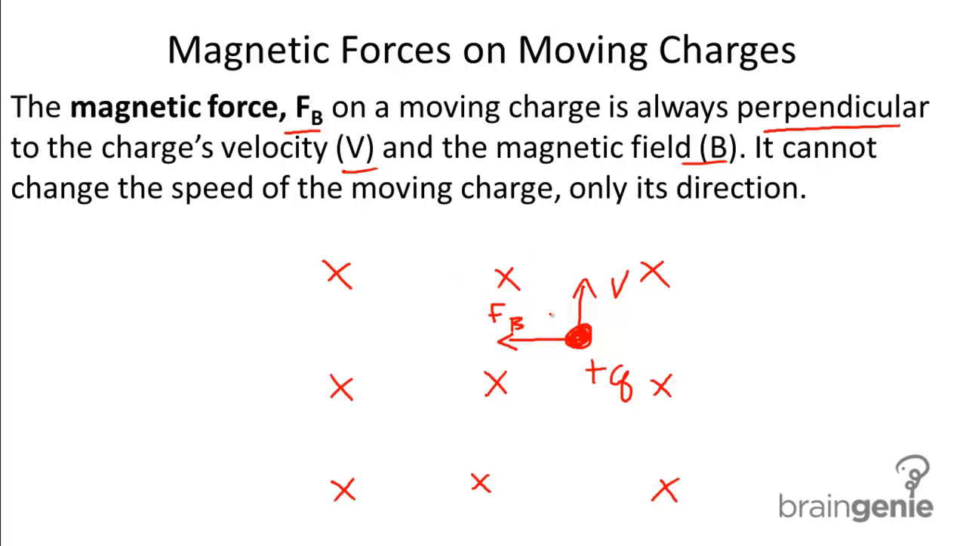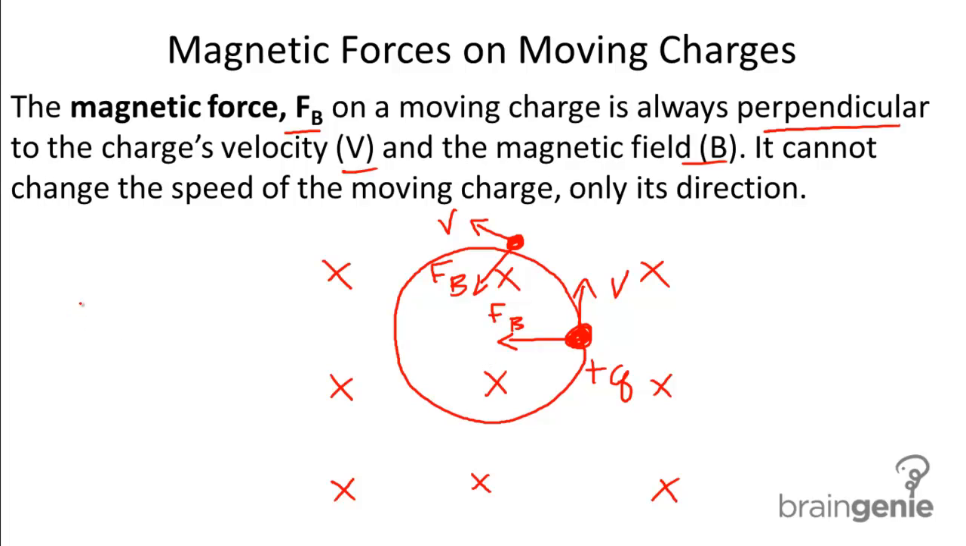This force is going to be essentially pulling on the charge and changing its direction. Let's say at a later time, the charge is now here and is moving in this direction. Again, the magnetic force is always perpendicular. So this charge will travel in uniform circular motion because of this magnetic force always being perpendicular to the velocity.